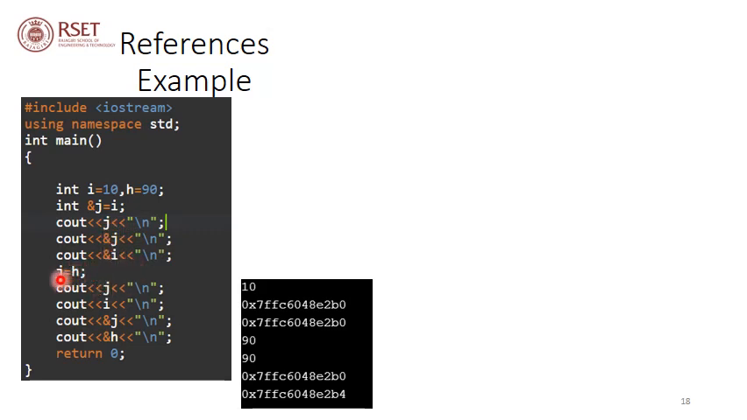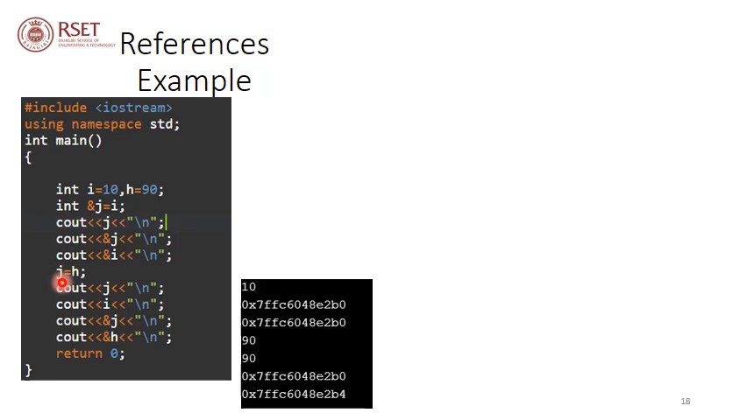Now you can see that I am doing an operation j equal to h. Once the reference is created, if you have initialized it to point to a particular variable, you can never reassign it to another variable. We can reassign pointers to other addresses, but references cannot be reassigned. So if you do an operation like j equal to h, the value within h, which is 90, will be copied to the address pointed to by j.